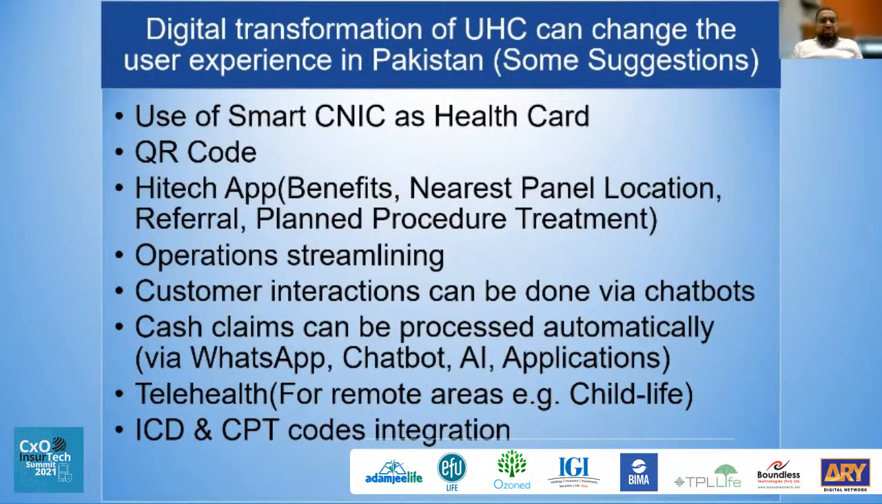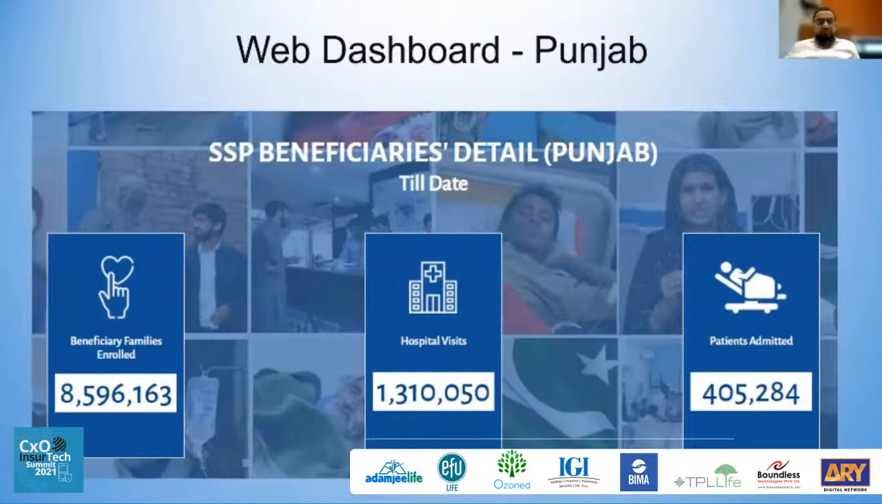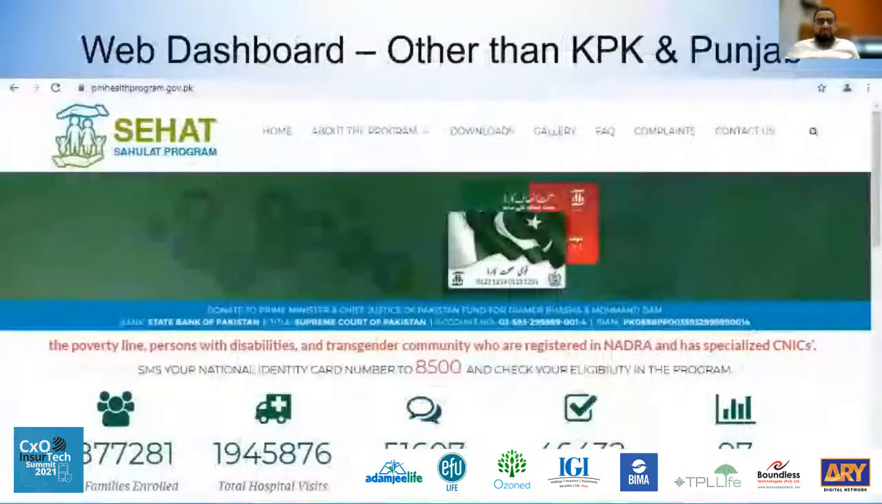Then comes the ICD and CPT codes integration, to get data in and out for future use smartly. This type of dashboard they are using shows Punjab 8.5 million families, hospital visits, patient visits. Other than Punjab and KPK, 7.8 million families, how many complaints, how many resolved, and what is the satisfaction. They are doing this well, which I feel needs to be continued.